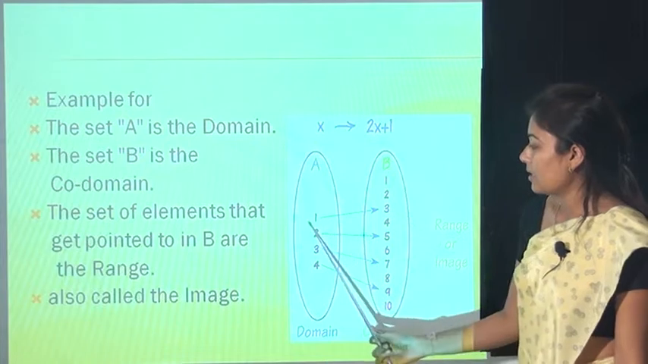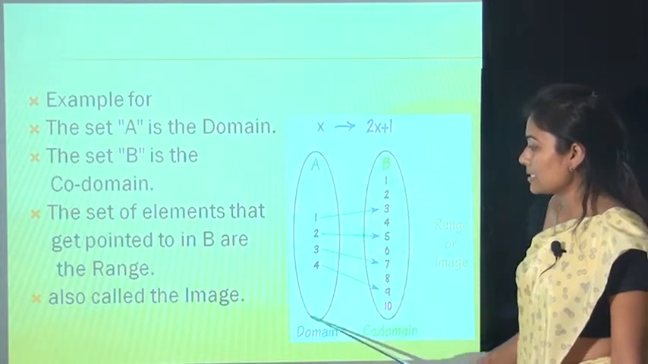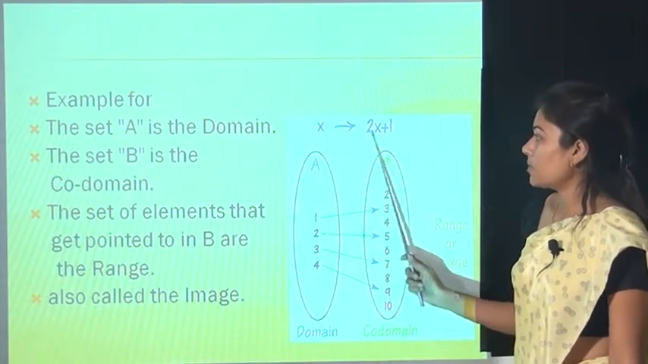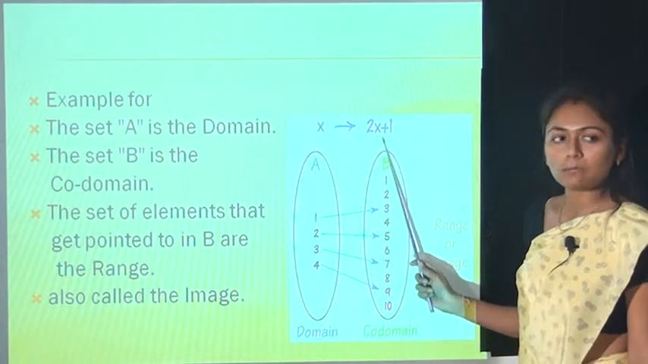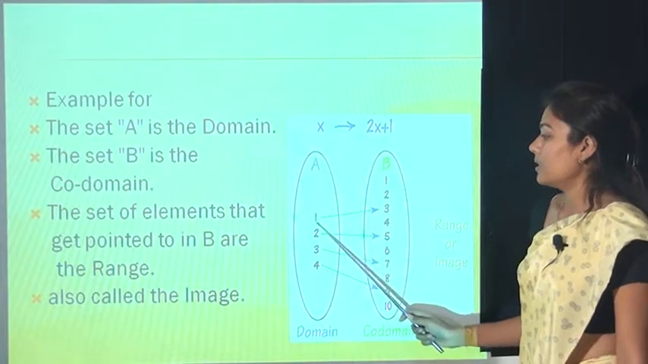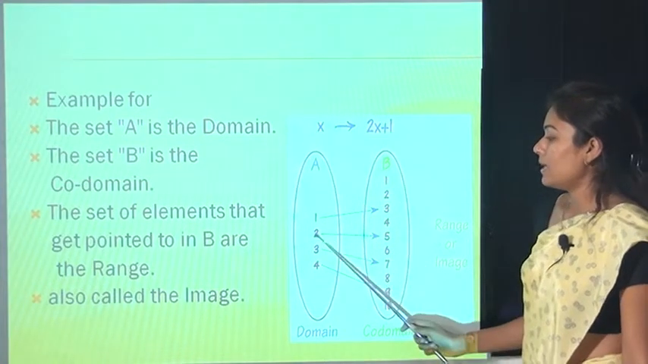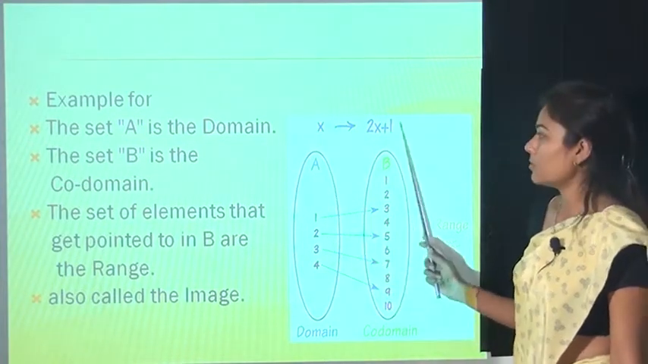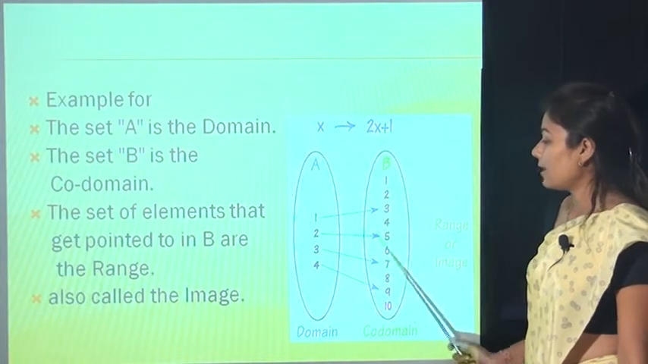You can see here, from the set X, if we put 1 into 2x plus 1, then we get 2 into 1 plus 1, which is equal to 3. Then 1 is pointed to 3. Similarly, if we put the value 2 in this function, you get the value 5.